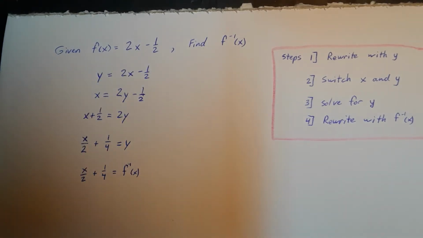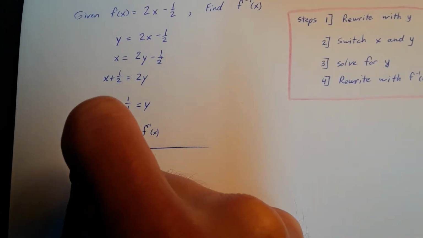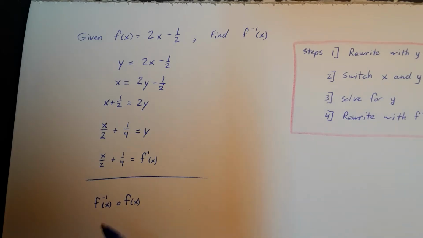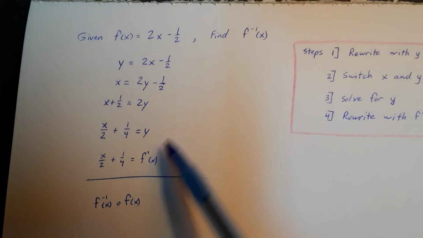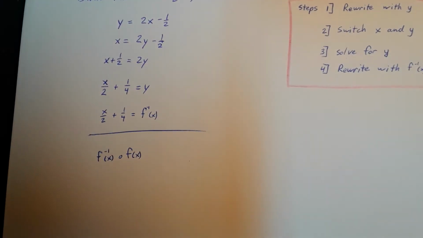And we can check this process. What we're going to do is use a composition. We are going to compose the inverse with the original function, and this should give us x back if this is a true inverse. So let's walk through this process.